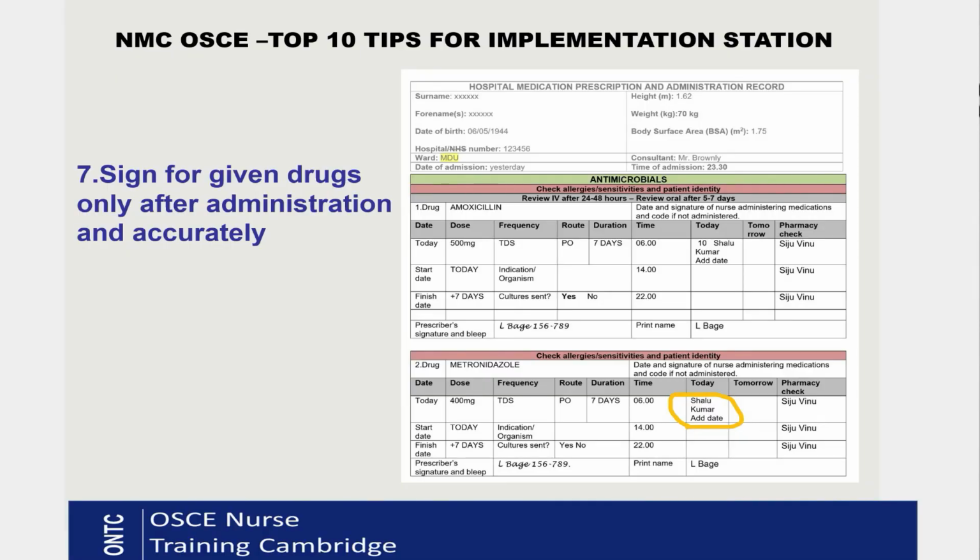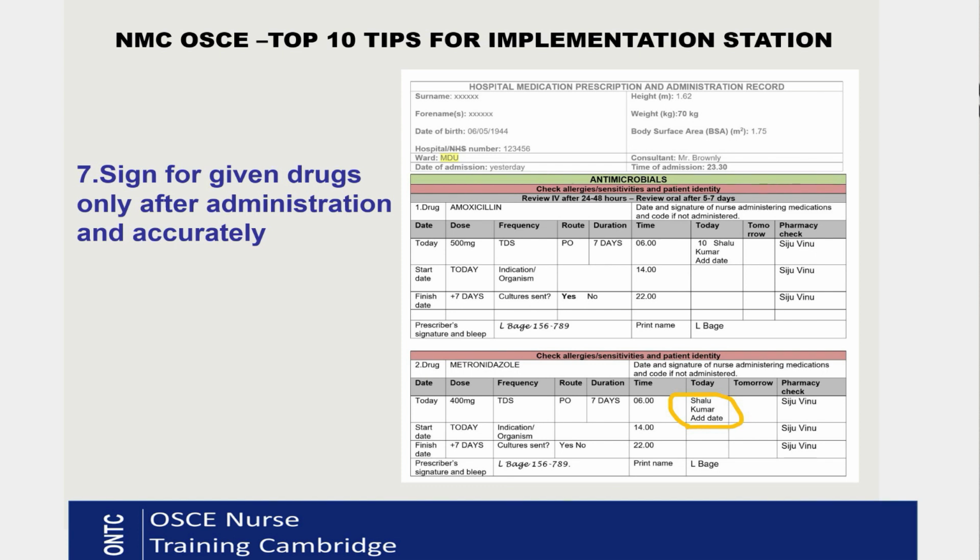Number 7 now, top tip, sign for given drugs only after giving. That's the first thing. So do not sign for the drugs you're going to give before administration. That would be a critical fail, okay? So make sure you're signing for drugs after giving the drugs, and also you're signing and documenting it accurately.